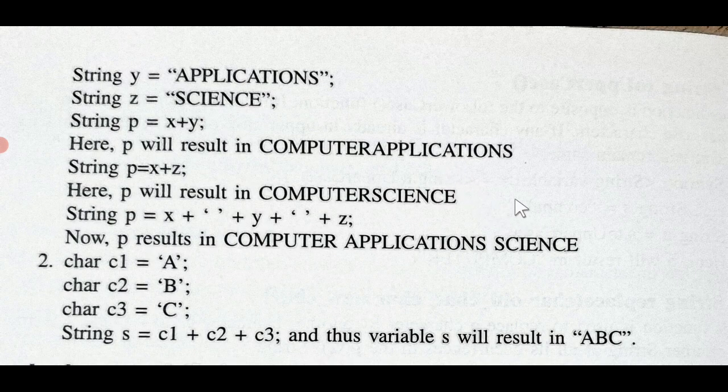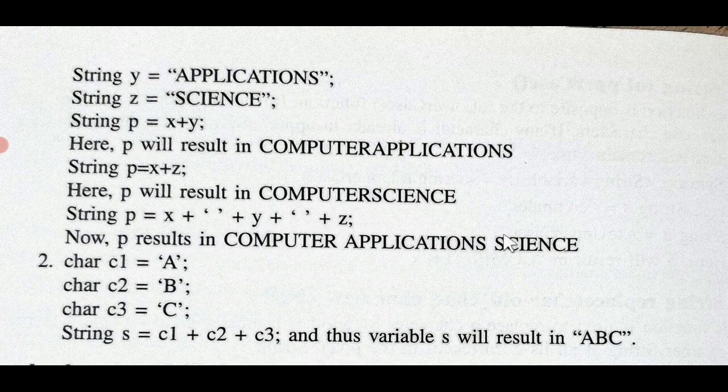So here you can see computer, and then applications, and here when we write string p equal to x plus y, so what does p hold now? It holds computer applications, which was already given on the last picture. So computer applications together without any space is going to be there, and it's going to be stored in the p. All right. After that, string p equal to x plus z. So here p will result in computer science. And then p equal to x plus blank plus y plus blank plus z, so now p results in computer applications science.